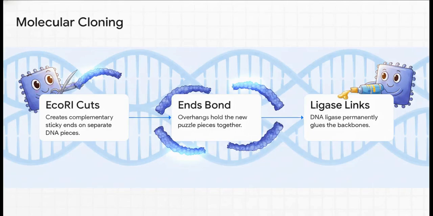So here is that physical cut and paste action laid out 1, 2, 3. Step 1, our enzyme, EcoRI, creates complementary sticky ends on DNA from two entirely different sources. Step 2, because those sticky ends are complementary, they naturally want to bond. They literally hold the two pieces of DNA together temporarily. But they aren't fully secure just yet. They need a permanent fix. And that brings us to Step 3. Another enzyme called DNA ligase enters the chat. If restriction enzymes are the scissors, DNA ligase is the glue. It links the DNA backbones permanently together, finalizing a brand new combined DNA molecule.